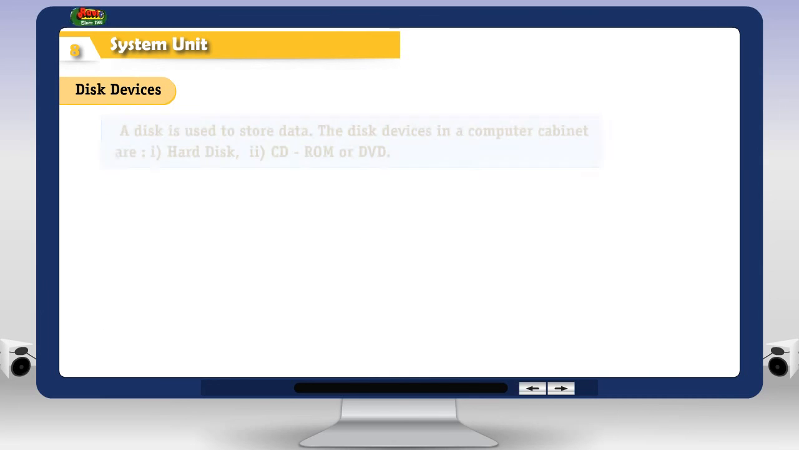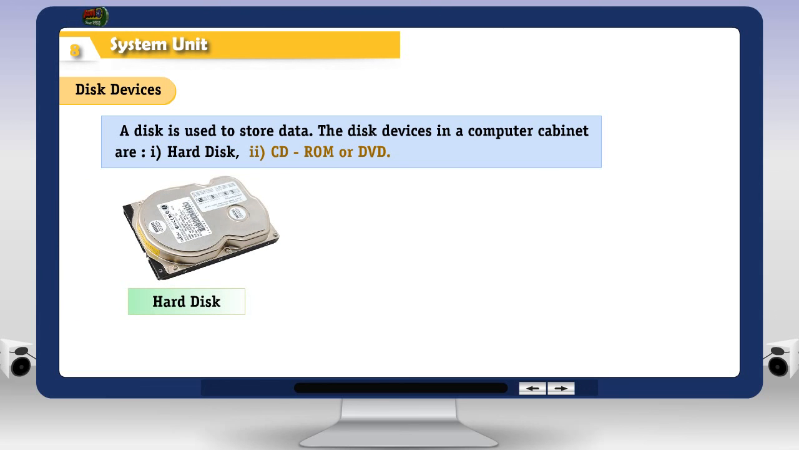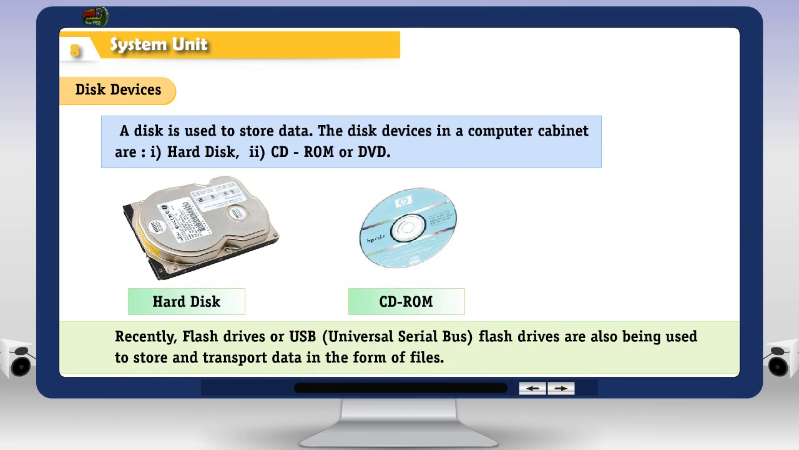Disk devices. A disk is used to store data. The disk devices in a computer cabinet are 1. Hard disk. 2. CD-ROM or DVD. Recently, flash drives or USB, Universal Serial Bus, flash drives are also being used to store and transport data in the form of files.